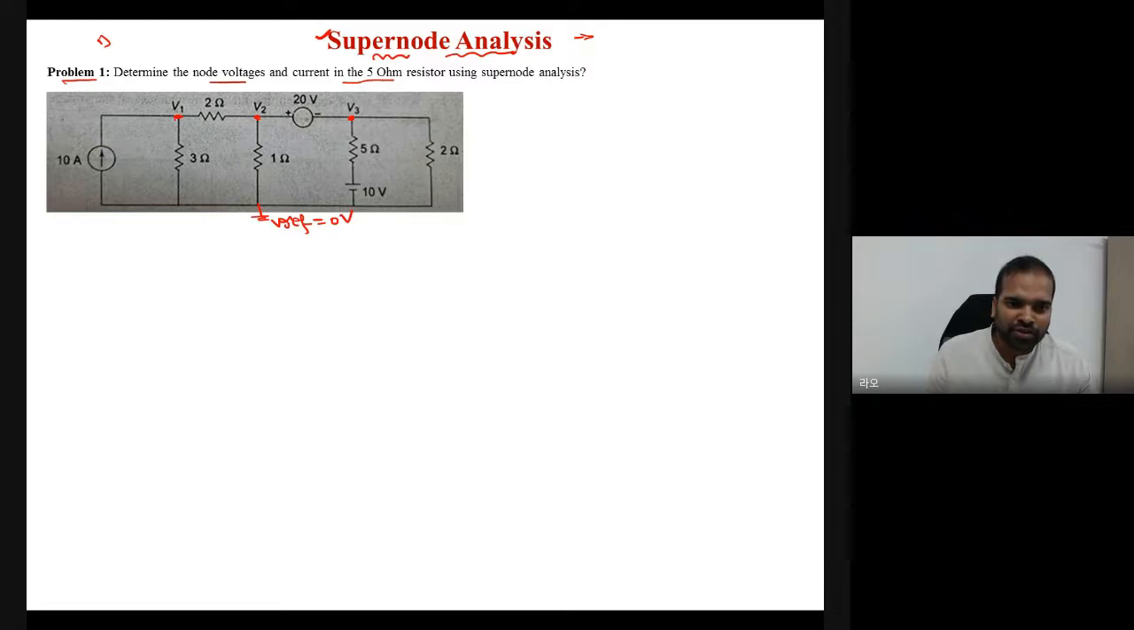Now what we have to do? So how many equations will we get? The number of equations is equal to the number of nodes including the reference node: 1, 2, 3, 4. So V1, V2, V3 and V reference, 4 nodes minus 1. Therefore, you will get 3 equations. So how to get 3 equations? You need to apply KCL at each node.